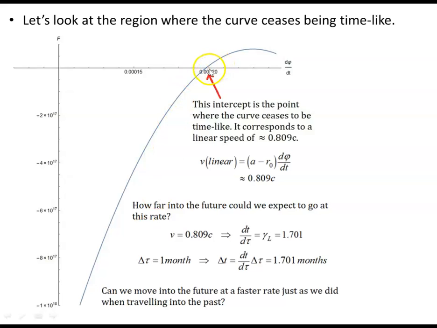Okay, there's a limit. This curve ceases to be time-like at about 0.81, 81% the speed of light. Below that speed, yes, you can travel into the future, but not at that speed. What we really need if we want to travel more rapidly into the future, not just 1 month for 1.7 months of coordinate time, is some way to make this curve more time-like for a greater range of values, getting closer and closer to the speed of light. Can we shift this intercept over here so that more of the curve is time-like?